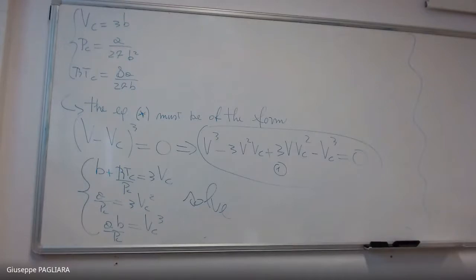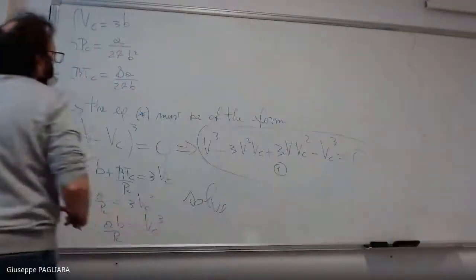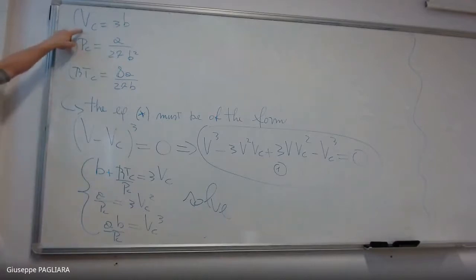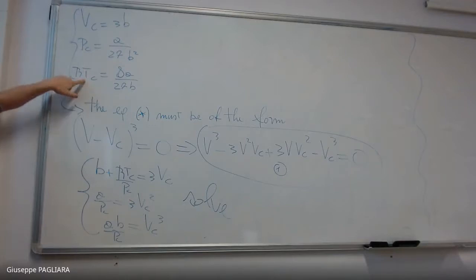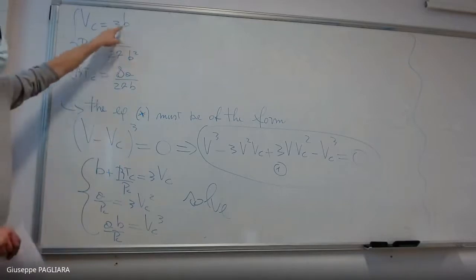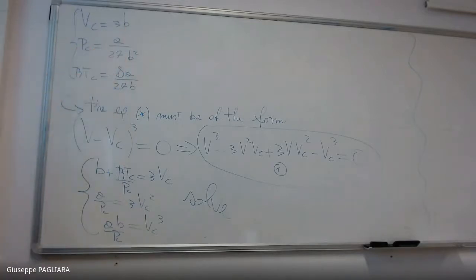Okay, so what these equations are telling me is that once we have A and B, we can compute the critical volume, the critical pressure, and the critical temperature. Or, in other words, if you measure from a real system those quantities, critical volume, critical pressure, and TC, you can obtain the values of A and B of the microphysics.